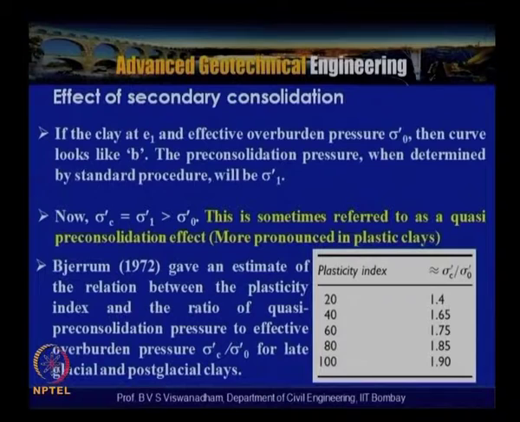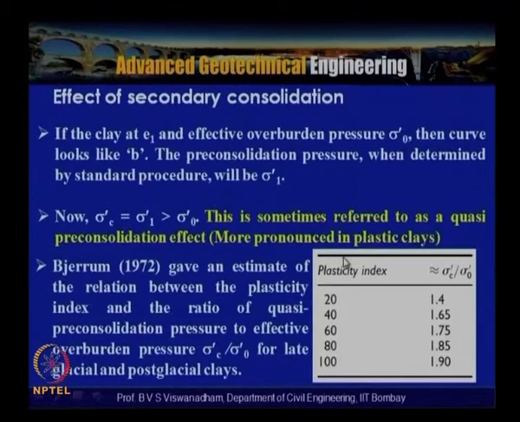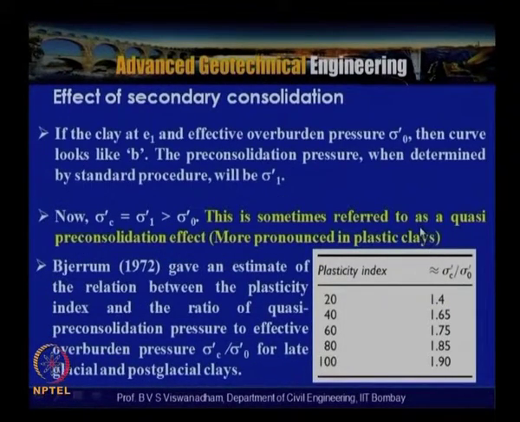Now, consider the clay at e1, that is, at this particular point. The initial void ratio for this is e1, which is after 10,000 years, and the effective overburden pressure is sigma naught dash, and the curve looks like B. The pre-consolidation pressure, when determined by the standard procedure, will be sigma 1 dash. So, when you do the consolidation test on the sample collected after 10,000 years, with sigma naught dash as the initial overburden pressure, the pre-consolidation pressure is nothing but sigma 1 dash.